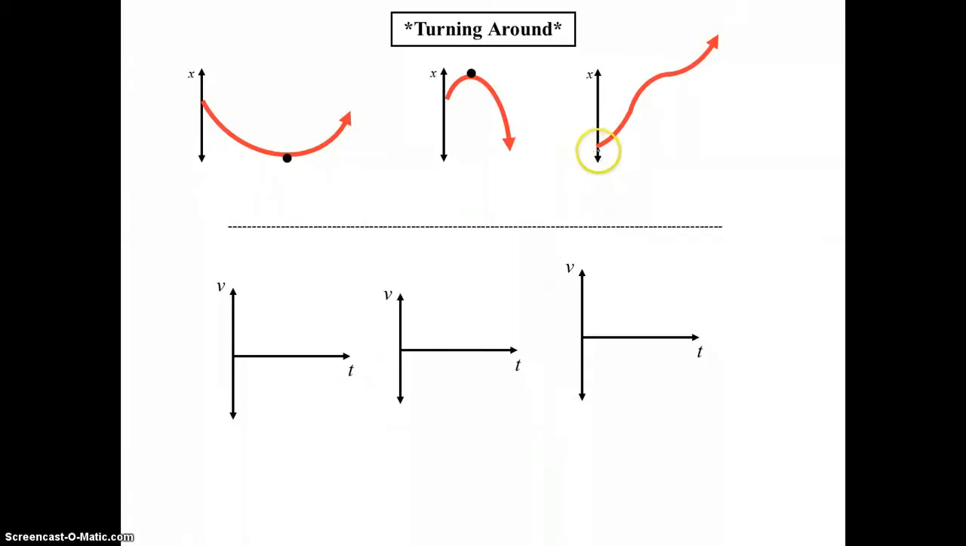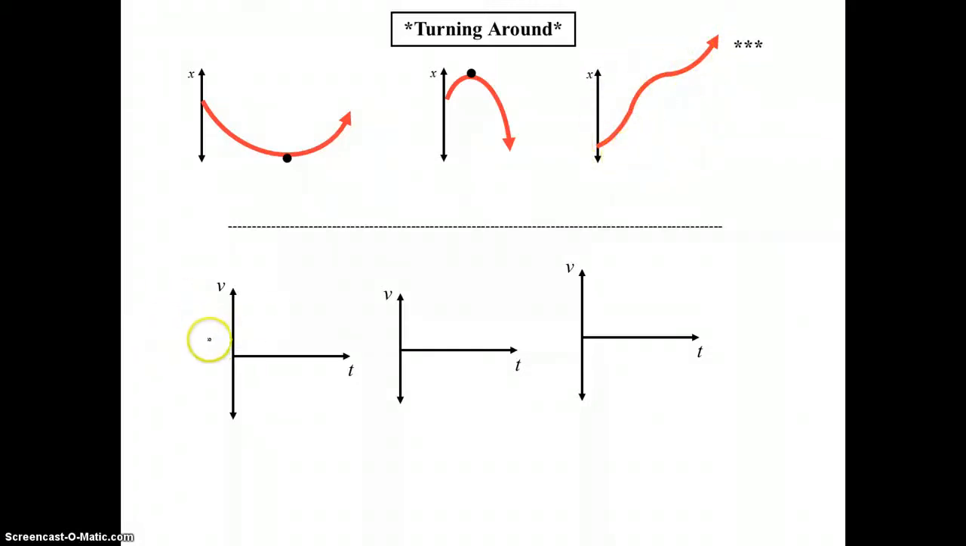Here we have an object that's going forward faster and faster. Now he's going slower and slower. Maybe he stops right here, he goes real slow, and then he's going forward faster and faster. Notice his position is increasing the entire time. He's always going forward. This is not an example of turning around.